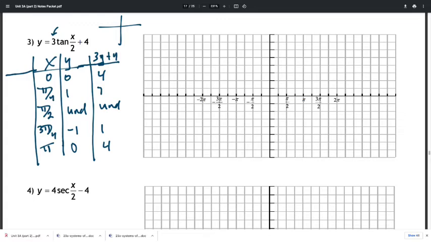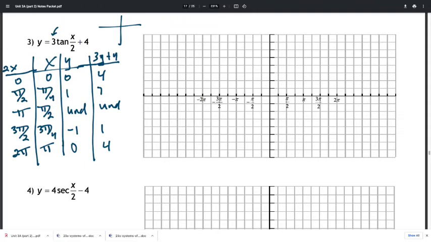And then to your x's, you're going to do the opposite of what's here. So instead of dividing by 2, you're going to multiply by 2. And that's the only change on x. So this will be 0. 2 times pi over 4 is pi over 2. 2 times pi over 2 is pi. 2 times 3 pi over 4 is 3 pi over 2. And then 2 times pi is 2 pi. All right, so at 0, we're at 4.